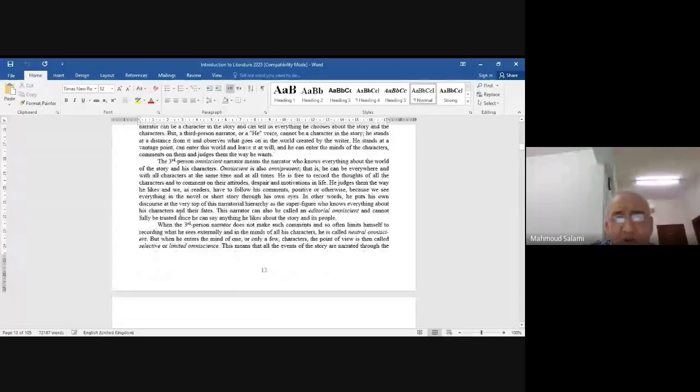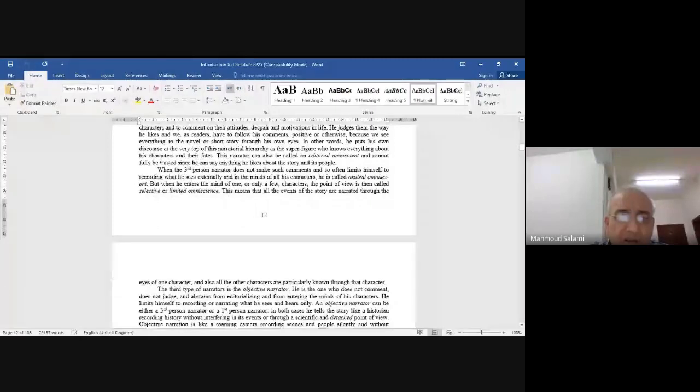Again, the narrator can sometimes also be called editorial omniscient, and cannot fully be trusted, since he can say anything he likes about the story and its people. That's why we say editorial means he chooses. He chooses to tell us what he chooses. It's up to him or her to tell us readers what he wants. So he can hide things from us, yes. And really, this is the idea here.